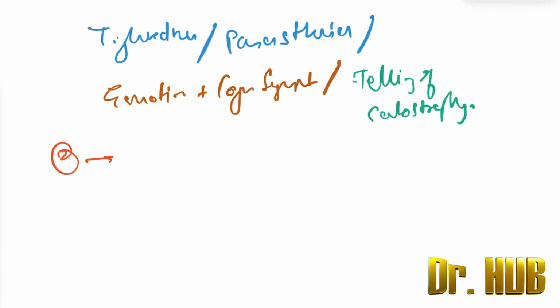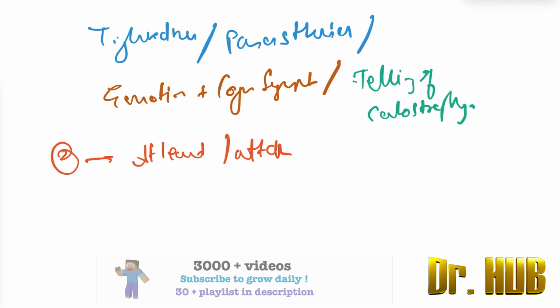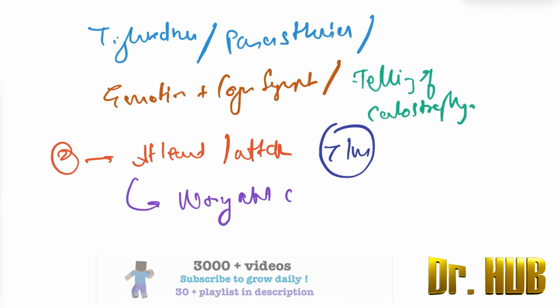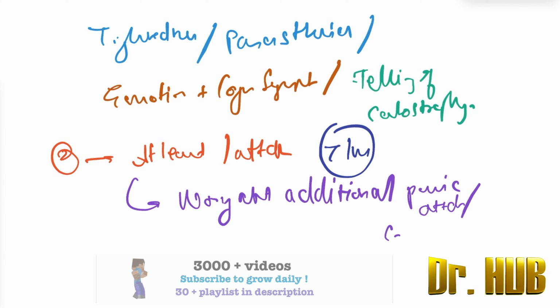Next point is, there is at least one attack followed by one or both of the following, for greater than 1 month. So what are the points? There is worry about additional panic attacks or their consequences.